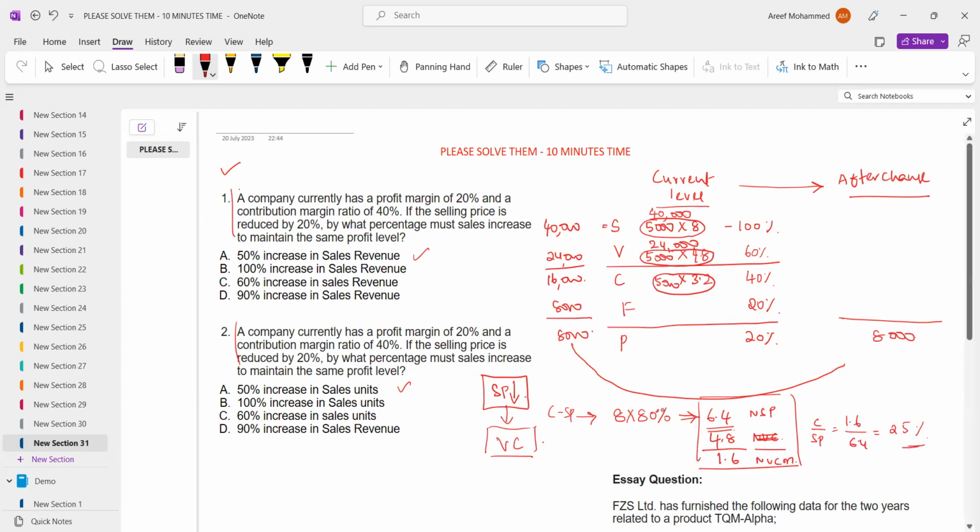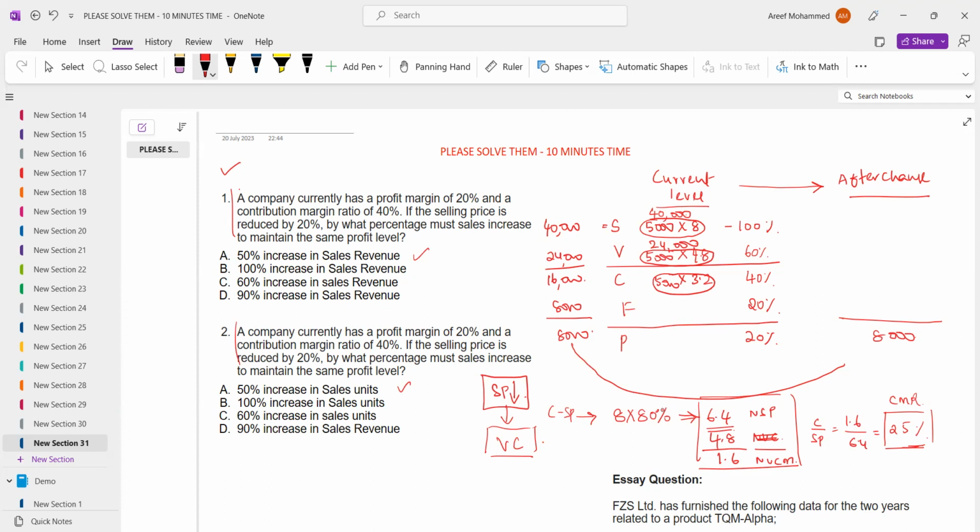Is it clear to everyone? Yes. 25% is my new contribution margin ratio. Now the question is, what exactly is it asking? What percentage must sales increase to maintain the same level of profit?